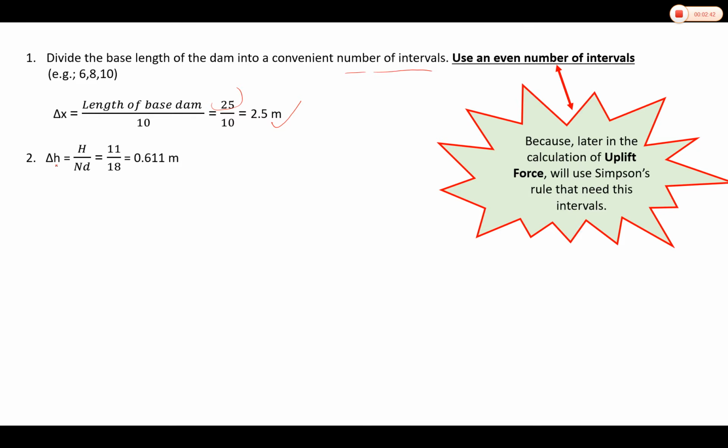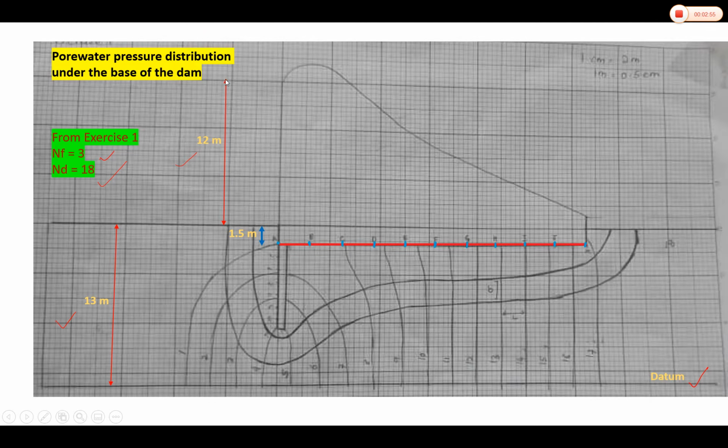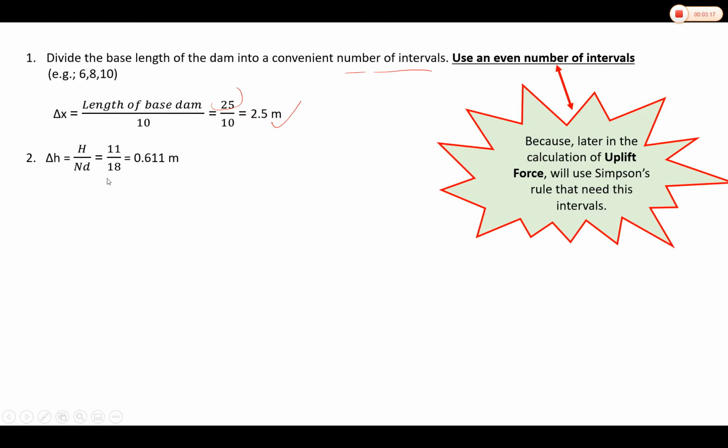And then the delta H, head loss. I hope you still remember that last week we have the head loss for each equipotential line as H divided by ND. The H is 12 minus 1 meter here, so we have 1 meter here. So 12 minus 1 is equivalent to 11, and ND is the number of equipotential lines, which is 18. So we have the delta H loss for each equipotential line as 0.611 meter.